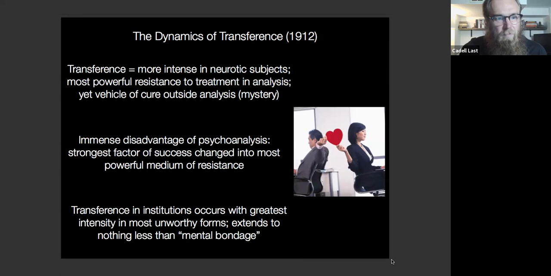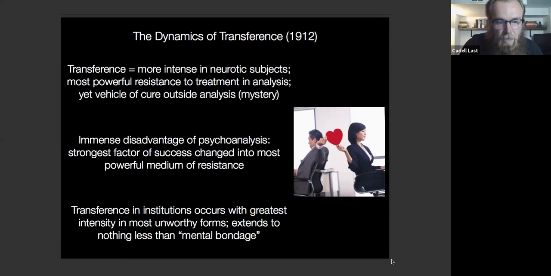So just reiterating here this mystery about transference, that it is the most powerful resistance in analysis and yet a vehicle of cure in a way outside of analysis, he suggests that it's the immense disadvantage of psychoanalysis that the strongest factor of success is changed into the most powerful medium of resistance. I would almost disagree in a sense, because I think that working through this medium of resistance is where you find the deeper aspects of our subjectivity, and that you could, again, be bypassing, in some sense, your infantile complexes by simply unconsciously projecting them onto another person.